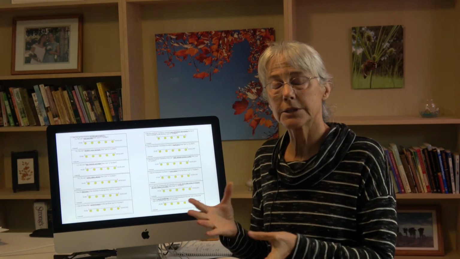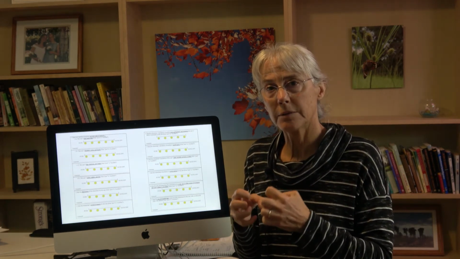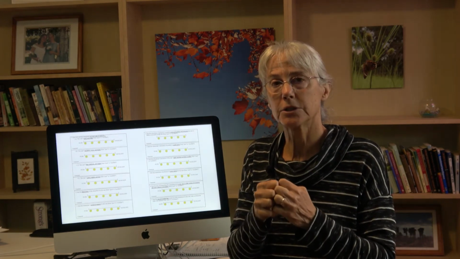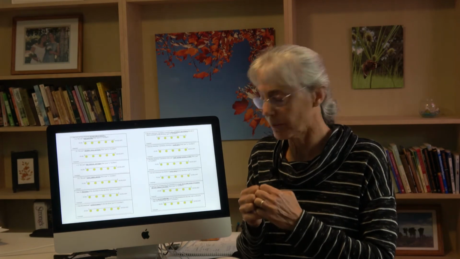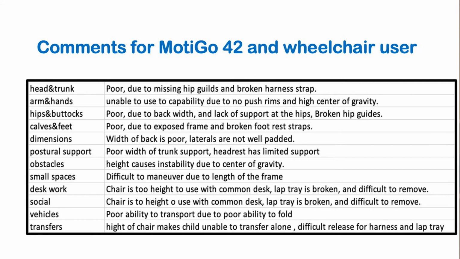Obviously, there are other questions we could have asked, but we wanted to keep it brief and we wanted to give the ability to therapists to have a voice to wheelchair manufacturers to say what they see working and not working. Here's an example for one wheelchair and its user. This therapist rated the interface between a Modi Go and its user quite low. And here are the comments that explained why.